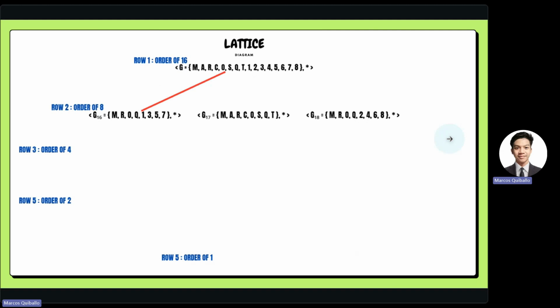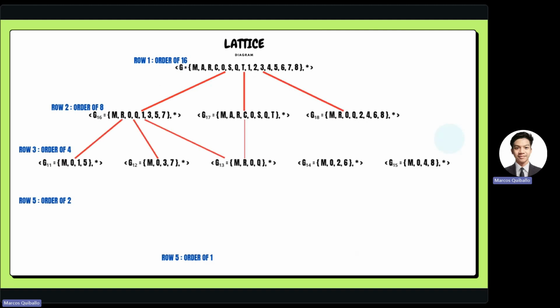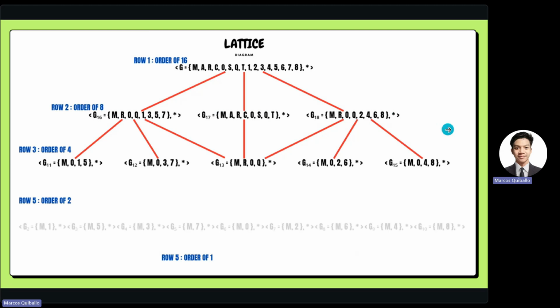So here is the lattice diagram. For row 1, we have the order of 16, which has 16 elements. And for row 2, we have 8 elements, order of 8. In order of 8, we have three sets, which are G16 to G18, which are order of 8 because all of these sets have 8 elements.